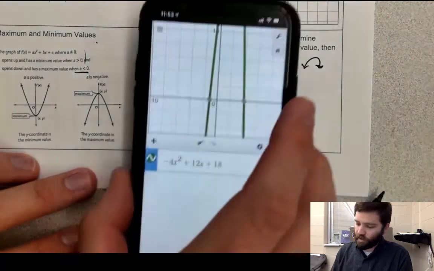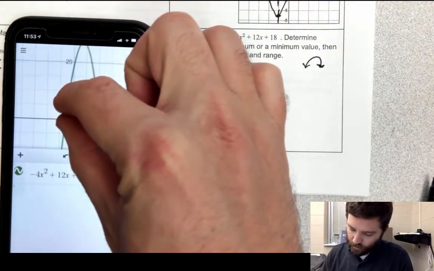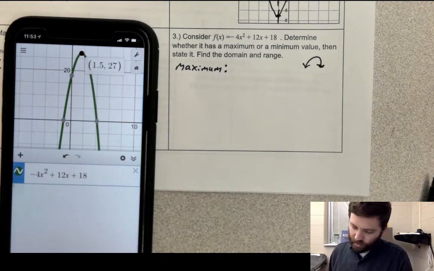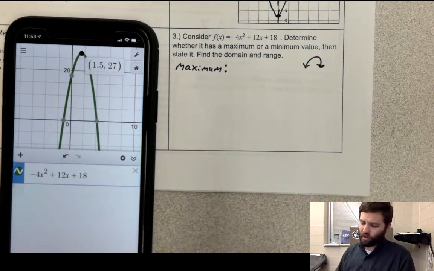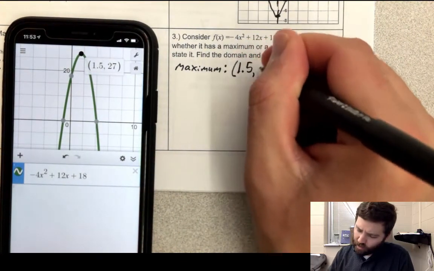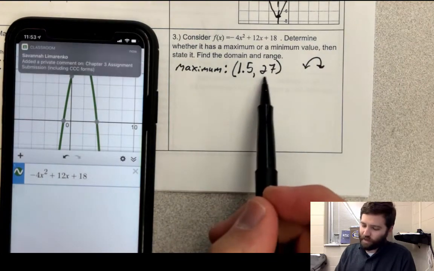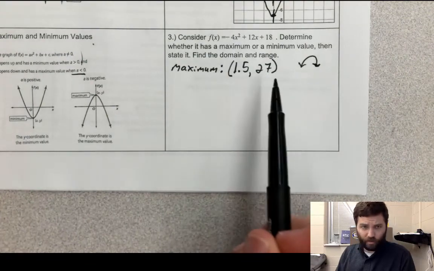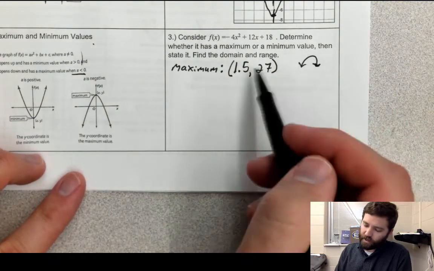So if you look, here's the graph. You can see we've got the maximum there at 27. That's what they're actually looking for, but I'm okay if you just put the whole point, 1.5 comma 27. That's where your maximum is. It bakes in the maximum value there too, so that should be fine. All right, so we know what the graph looks like, and whether it's a max or a min.